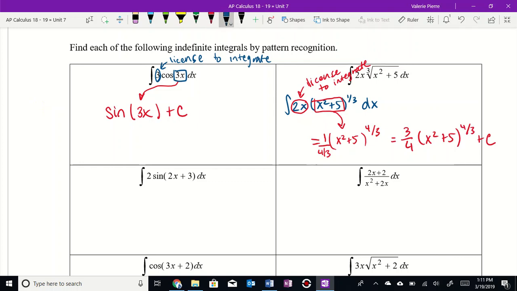Okay. So for the next problem, we have 2 sine 2x plus 3 dx. 2x plus 3 is our inner function. The derivative of 2x plus 3 is 2, which we see here. So this gives us, okay, a license to integrate. So we're just going to integrate sine. And the antiderivative of sine is negative cosine. And we want to make sure that we keep our inner function, which is 2x plus 3, and then plus c.